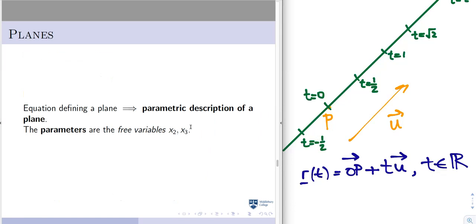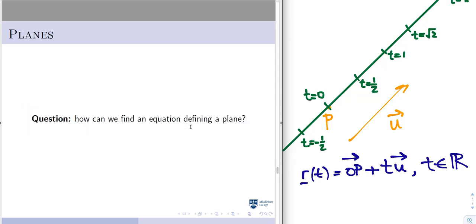The problem, of course, is that because we have 2 independent directions to move in on a plane, you can't really talk about time in the same way that you can for a line. So a basic question is, how can we find an equation that defines a plane? For example, let's suppose I gave you a parametric description of the plane. How could we determine an equation that defines that plane?